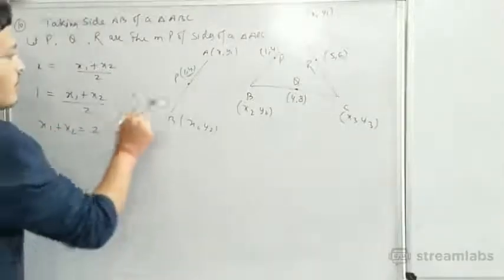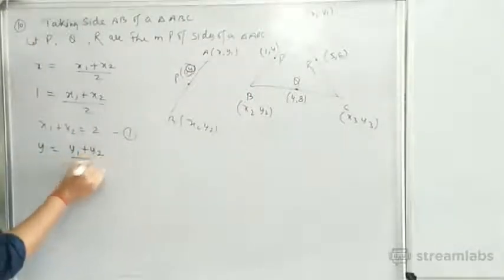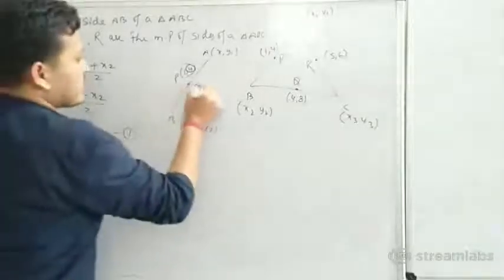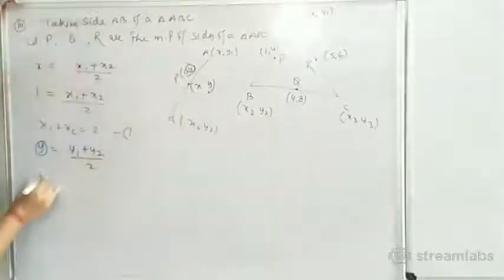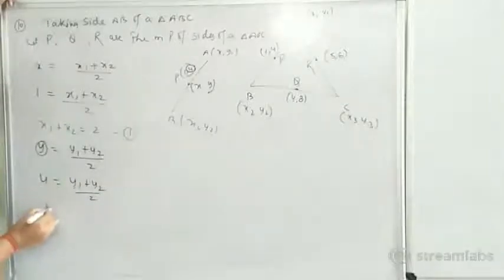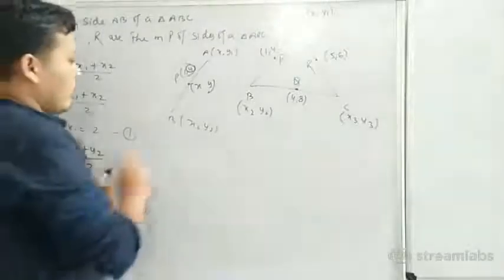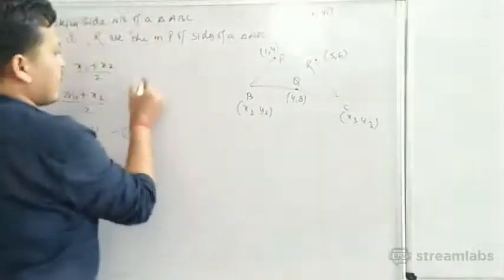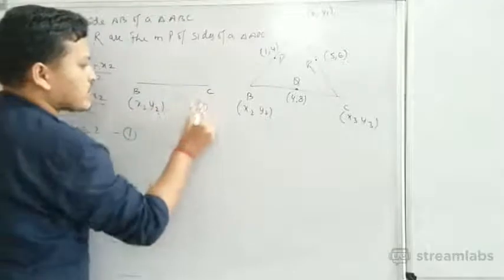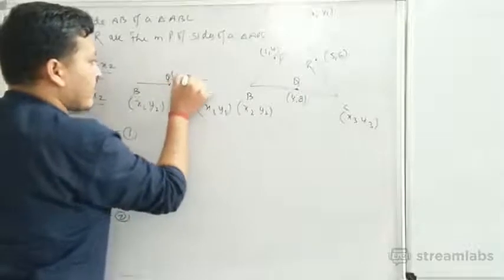Next, y is remaining. y is equal to y1 plus y2 divided by 2, and the value of y here is 4. So 4 is equal to y1 plus y2 divided by 2. Cross multiply, 4 times 2 is 8, so y1 plus y2 is equal to 8. Equation number two. Now taking the second side of the triangle, BC. B is x2, y2, C is x3, y3, and the point here is Q, whose midpoint is 4, 8.